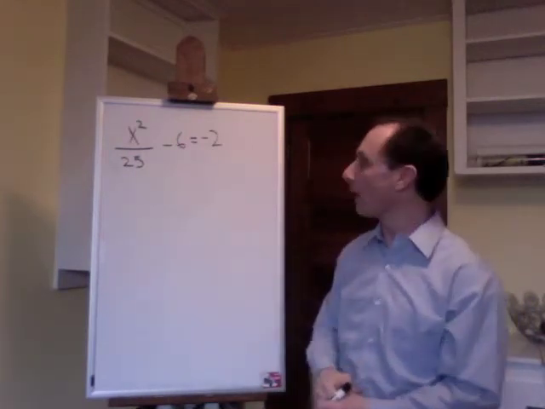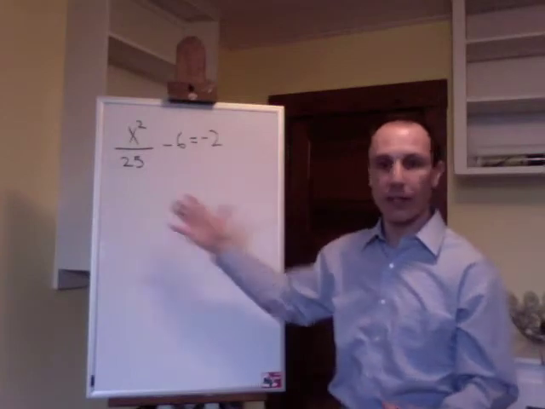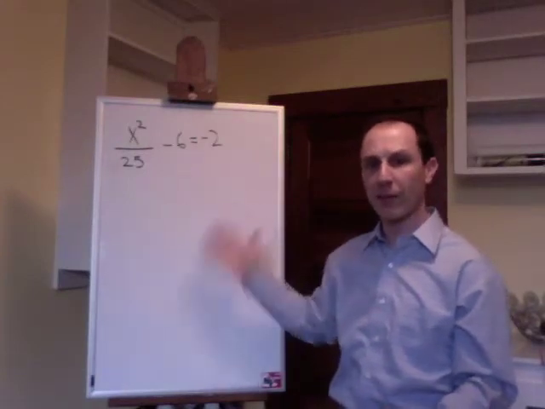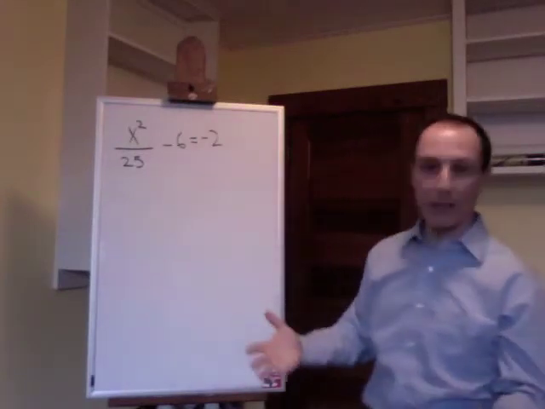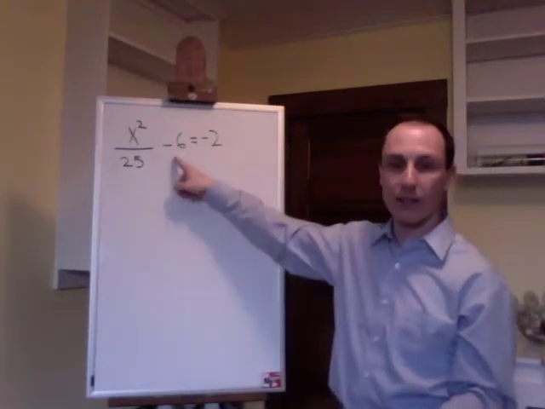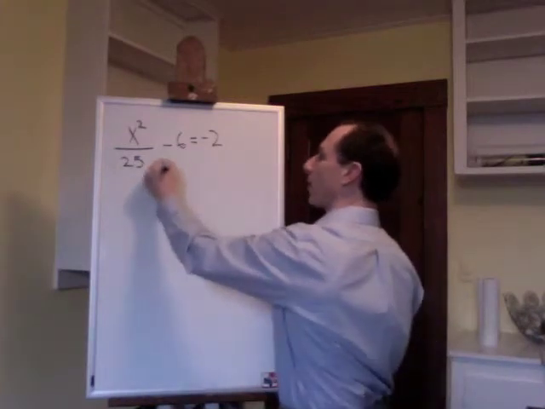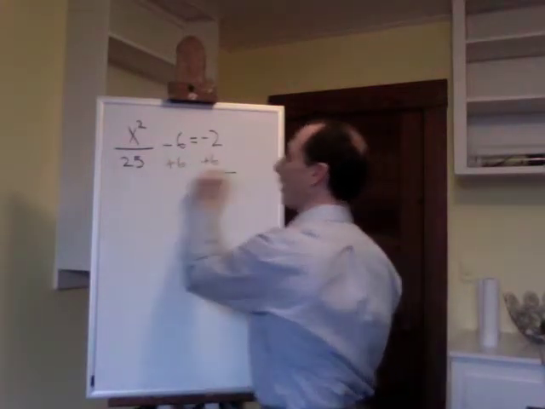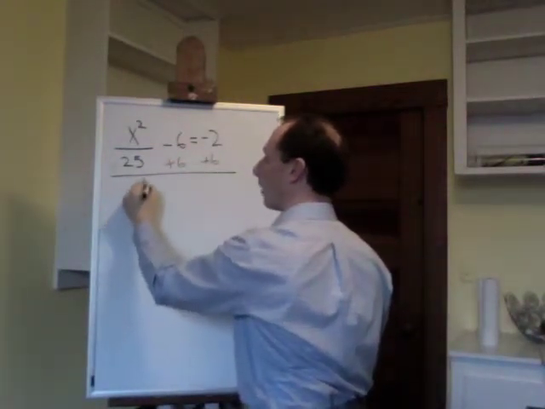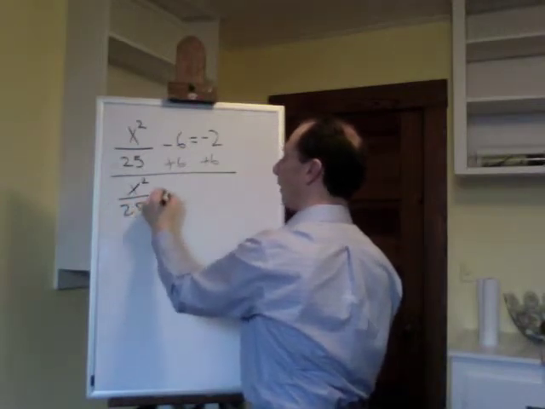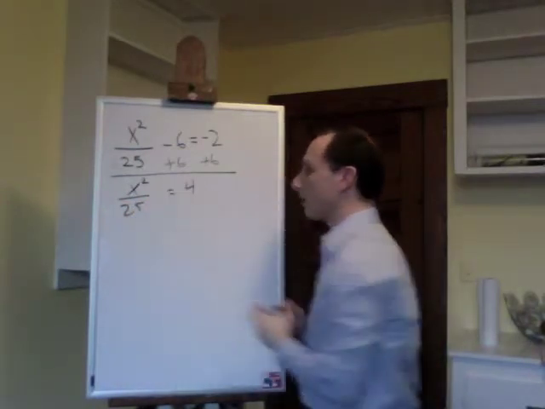All right, so I take a look at this, and I got some options. I mean, I guess we could put parentheses around the whole thing and multiply through by 25, but really my intuition is I take a look at this, and I see this 6 right here, and I think to myself, you know what? Why don't I add 6 to both sides? So I try that out, and I get x squared over 25 equals positive 4.